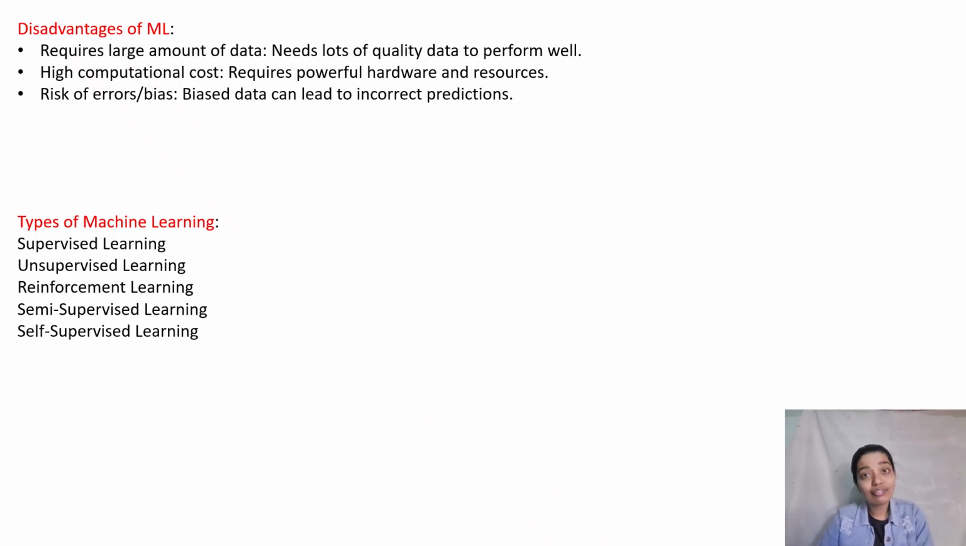And let us say I have a huge amount of data, but most of the entries in that data are incorrect. In that case my model will be trained, but the predictions made by the model may be biased, they may not be correct. So we need to make sure that we have a large amount of data, and also that the data is correct, so that there are fewer errors. These are the disadvantages of machine learning.